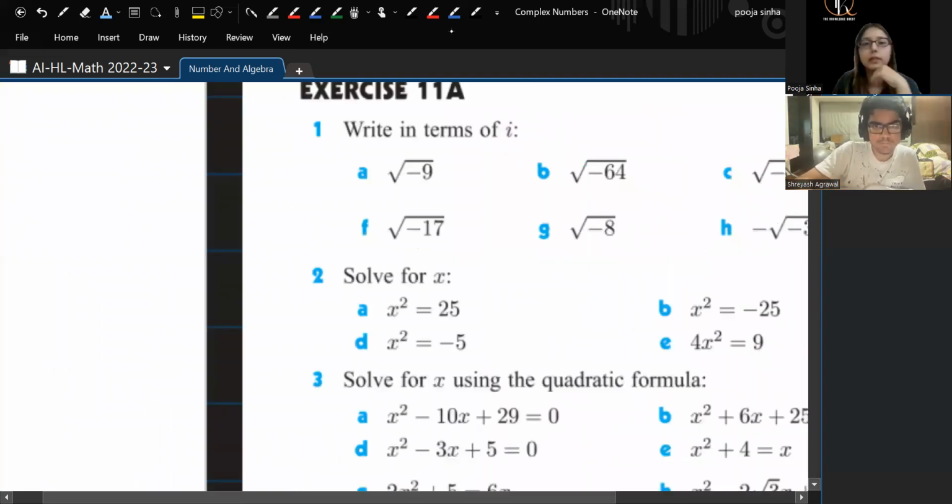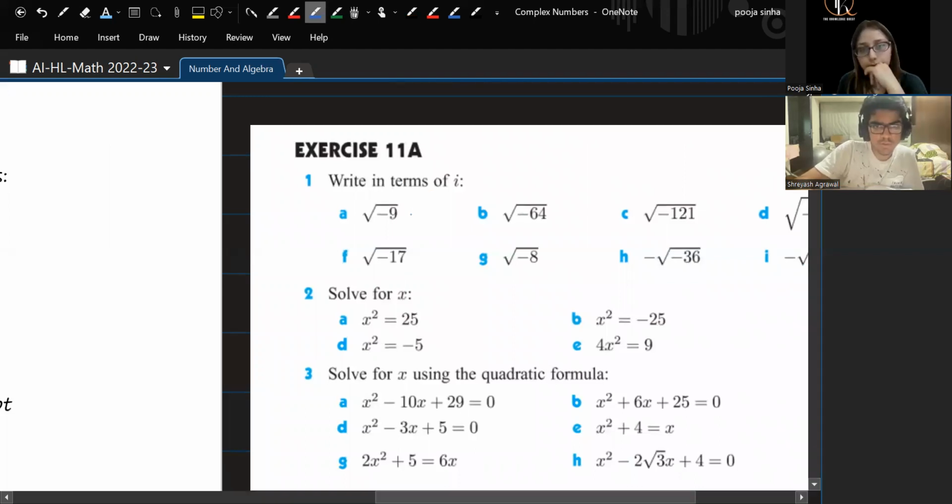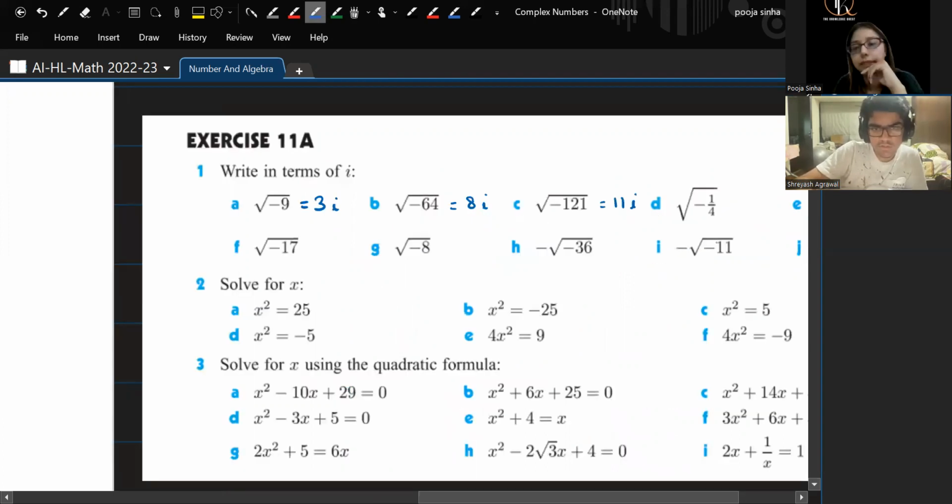Can you tell me how do I write this? That one will be 3i. Right. 8i. 11i. Let's do H. Minus 6i. Okay, let's do this. Which one? F.